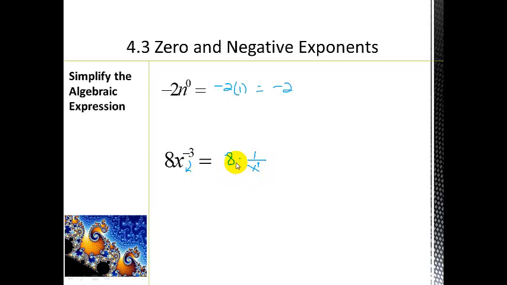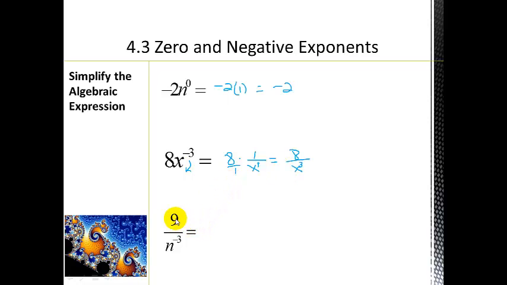And again, when you multiply a whole number by a fraction, you can put the whole number over 1 if that helps you. 8 times 1 is 8 over x to the 3rd. Notice this problem is only asking you to simplify it to make it look smaller if possible. It's not asking you to evaluate. If it was, it would say simplify and evaluate the expression, and then you could just plug in.